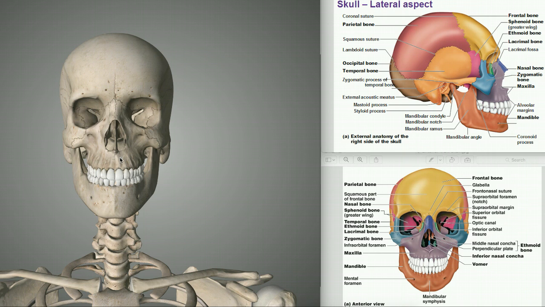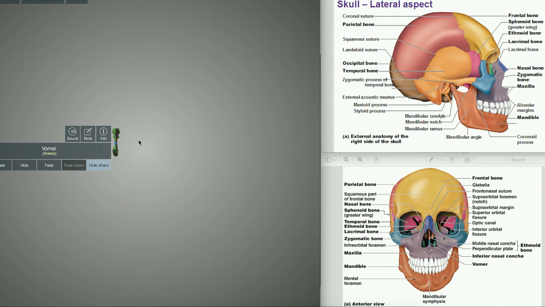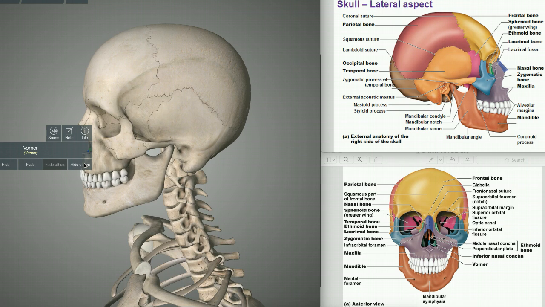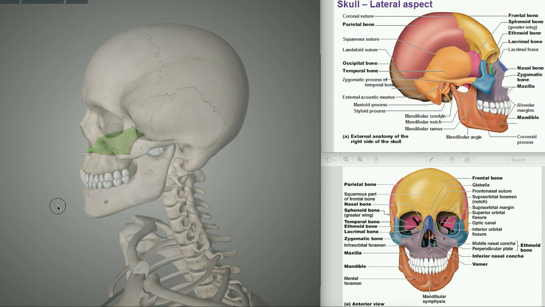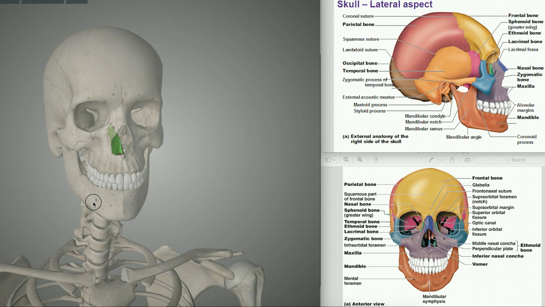Now we're going to focus on the nose, and this part here, just below the nasal bone, is known as the vomer. This is the bone that's inside the nose. If I isolate it by itself and hide the others, this is what it looks like. Simply, this bone looks like this on a lateral view. So there's the vomer. Now if I bring the others back and fade them, this is what it looks like, the vomer, and it extends all the way in.